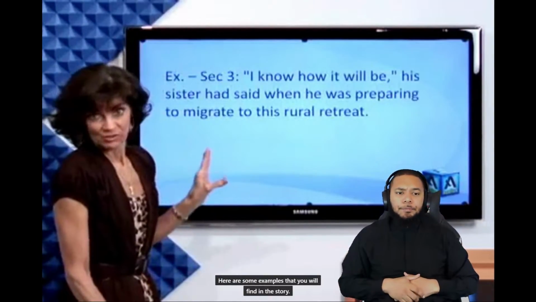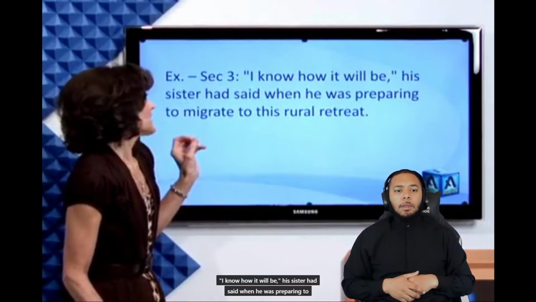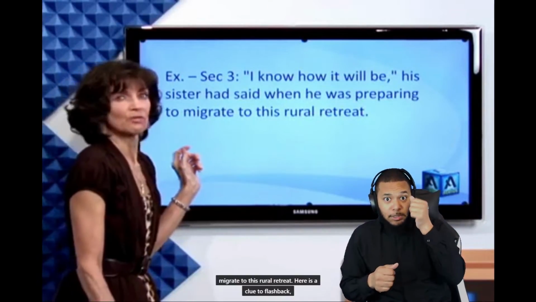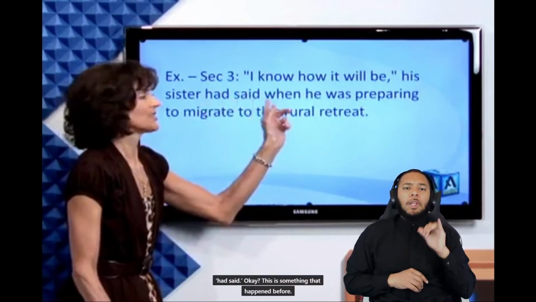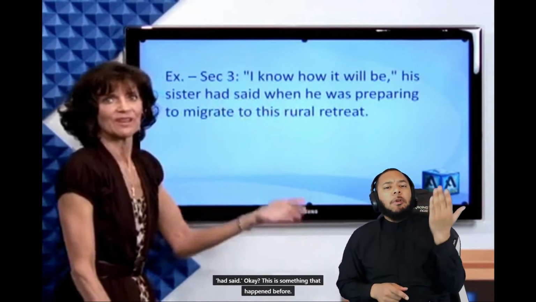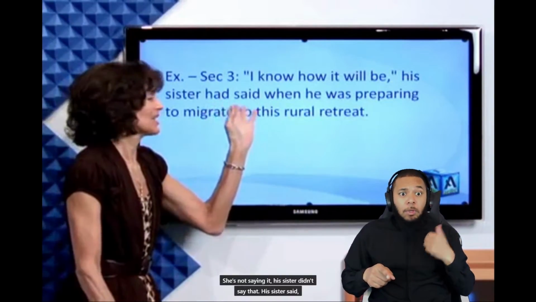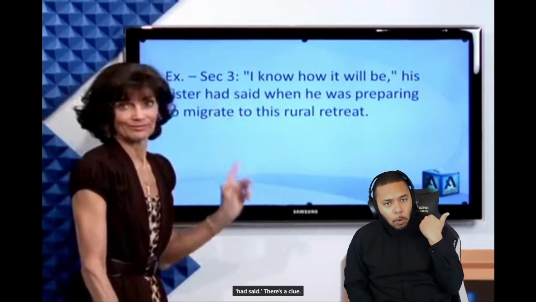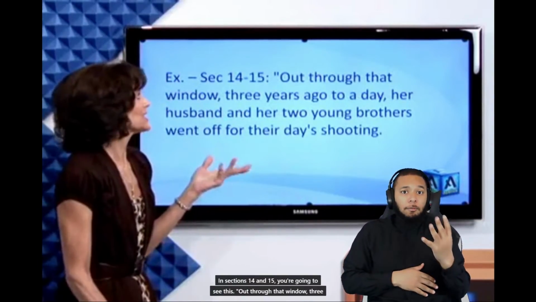Here are some examples that you will find in the story. "I know how it will be," his sister had said when he was preparing to migrate to this rural retreat. Here is a clue to flashback. "Had said." Okay, this is something that happened before. She's not saying it. Her sister didn't say that. Her sister said, had said. There's a clue.